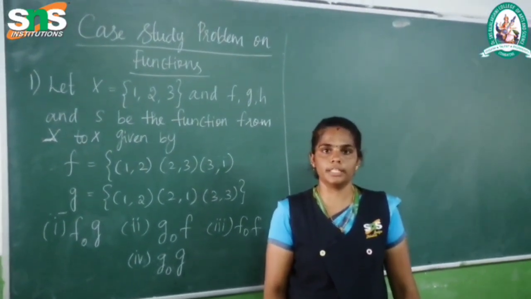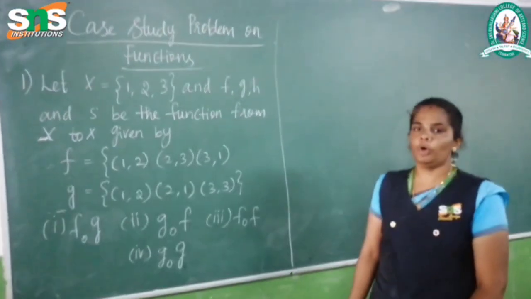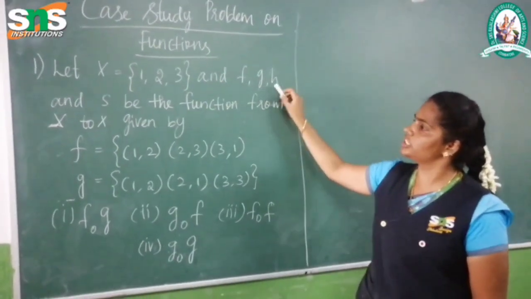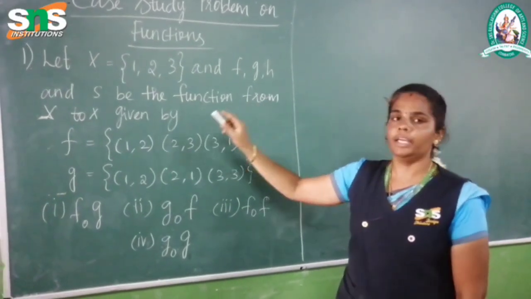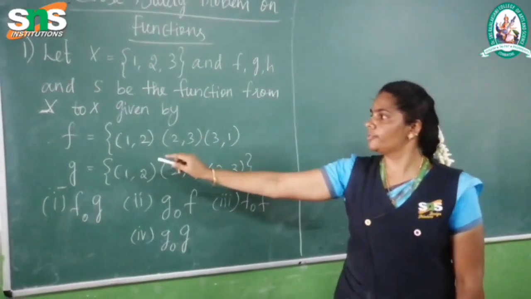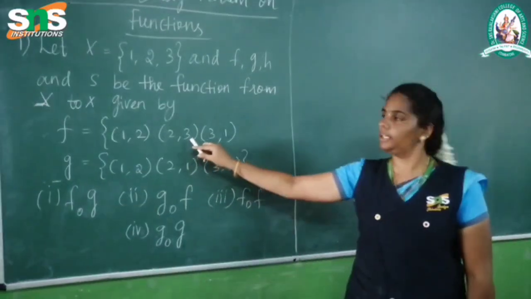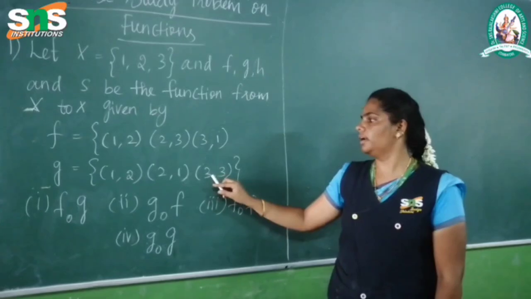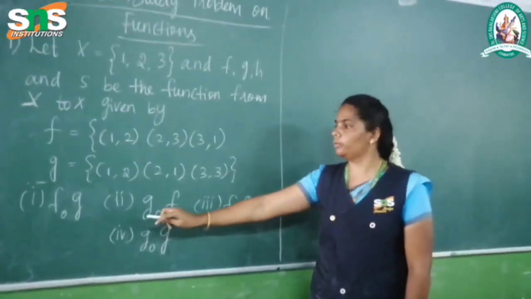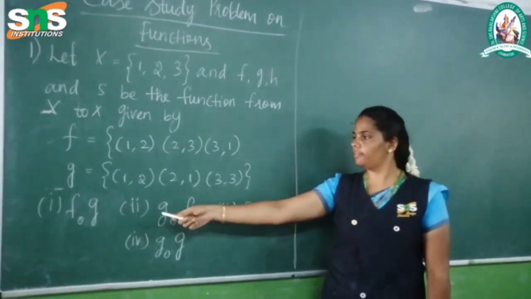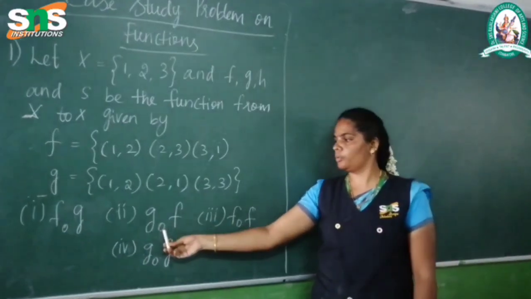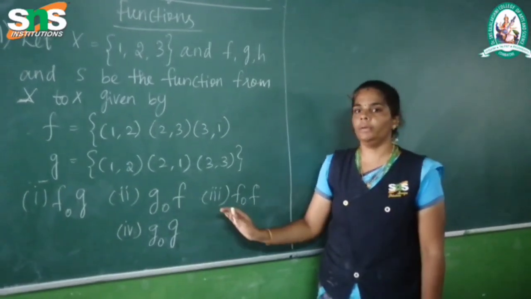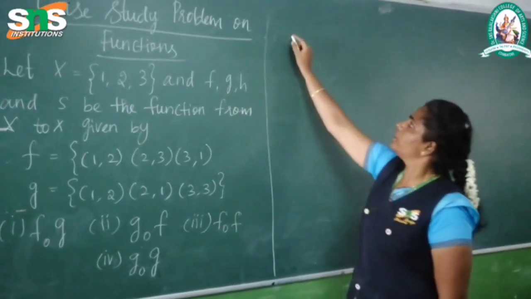Today I am going to take a case study problem on functions. My problem is: let X = {1, 2, 3} and f, g, h and s be the functions from X to X, which is given by f = {(1,2), (2,3), (3,1)}. And my g function is {(1,2), (2,1), (3,3)}. My problem is I have to calculate the value of f composition g, g composition f, f composition f and g composition g.